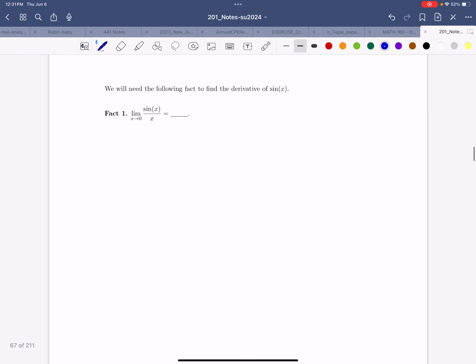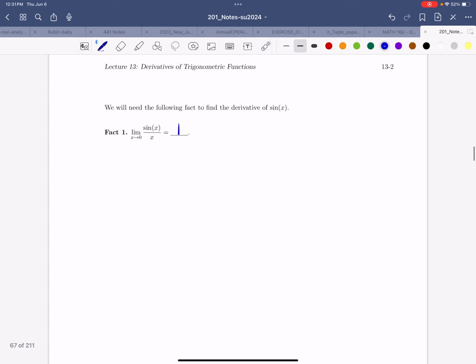Now, let's go ahead and derive the derivative of sine of x. We need the following fact. The limit as x approaches 0 of sine of x over x equals 1. This is not obvious, at least as far as I see it. Now, I'm going to prove this very quickly, and it's cool because it uses the squeeze theorem.